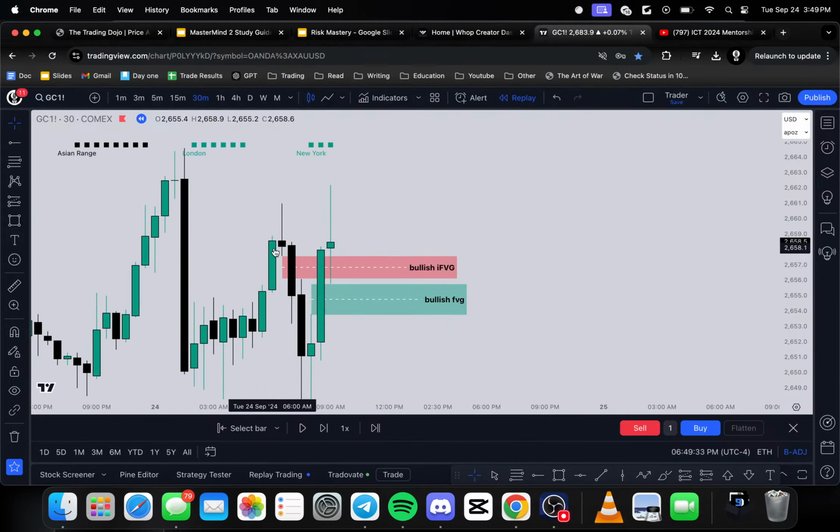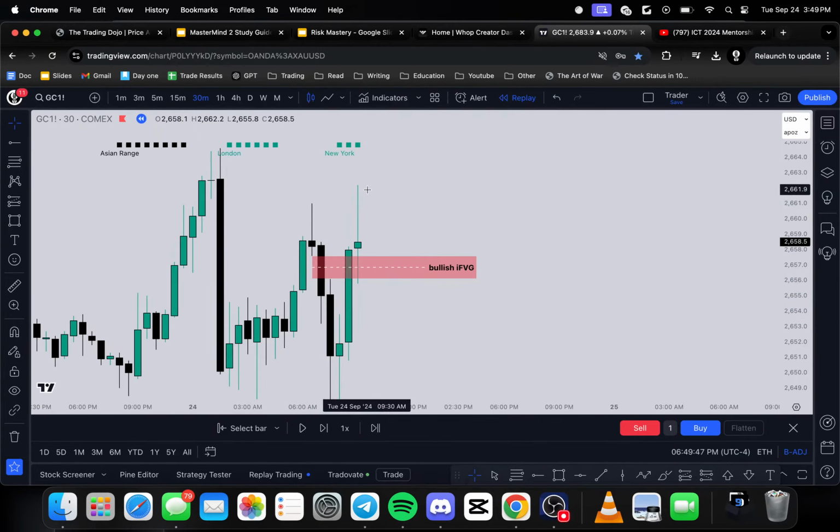So now that it closed above and created this breaker block and a bullish IFVG, we're going to delete the breaker block for now because it's a big range. And we're going to focus on this IFVG. So look at what the next candles do, right? We're inside of the 9 o'clock candle. Some students would have already had their trade for the day.